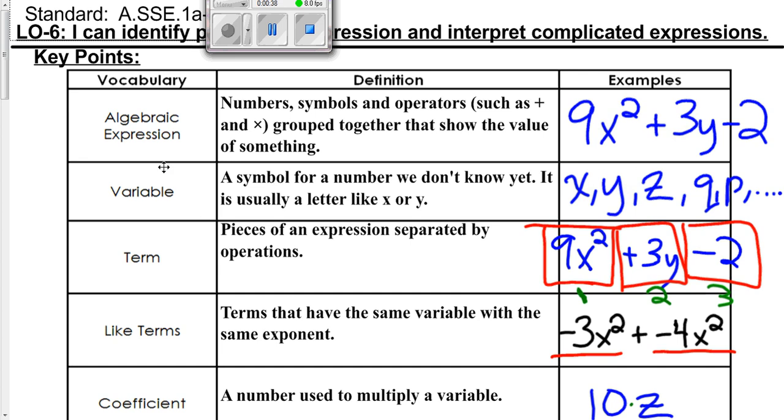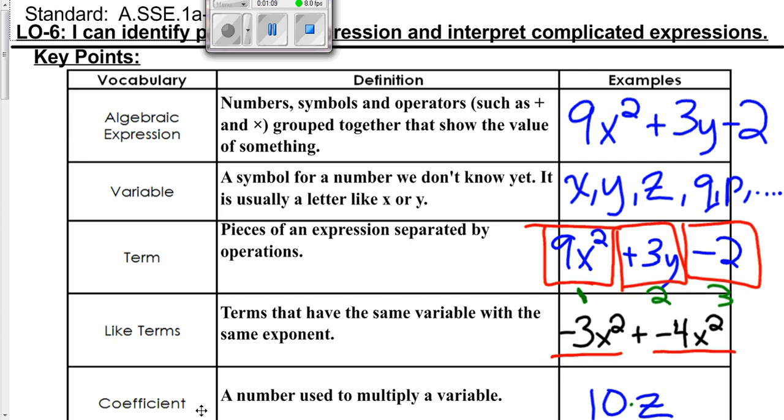Variable: a symbol for a number we don't know yet. It is usually a letter like X or Y, Z, Q, P, etc. Term: pieces of an expression separated by an operation. 9x is a term, 3y is a term, and -2 is a term. You have three different terms here. Like terms have the same variable with the same exponent. So like -3x squared plus -4x squared.